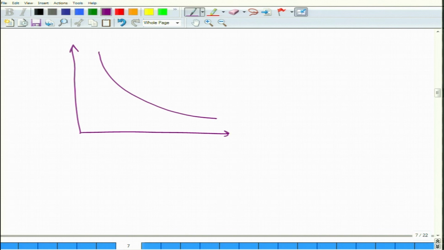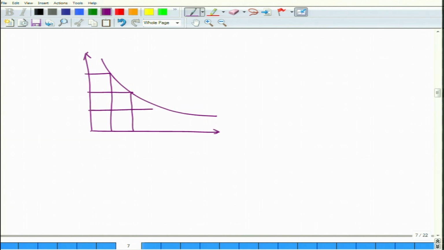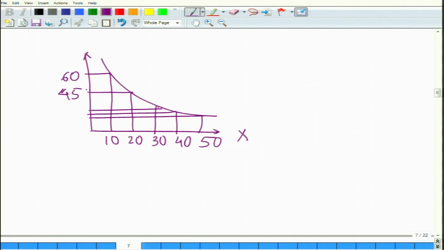Yes. Now we will learn why an indifference curve is downward sloping always. Let's take this example. This is 10, 20, 30, 40, 50 of x, and of y we can say that this is 60, this is 45, this is 35, this is 30 and 28.